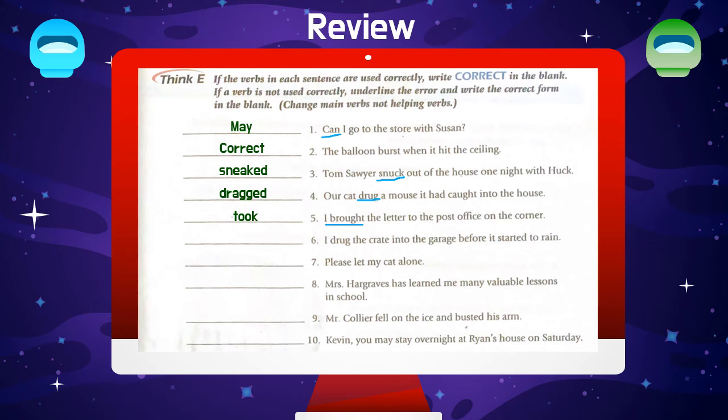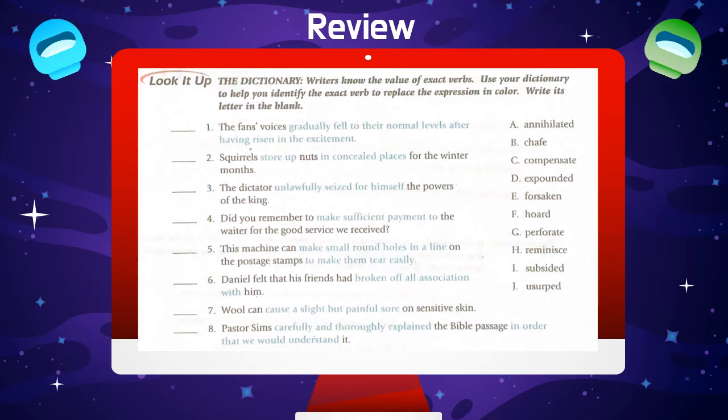Okay, now you're going to do numbers 6 through 10 on your own. Your next section is a look it up section. Writers know the value of exact verbs. Use your dictionary to help you identify the exact verb to replace the expression in color. Write its letter in the blank.